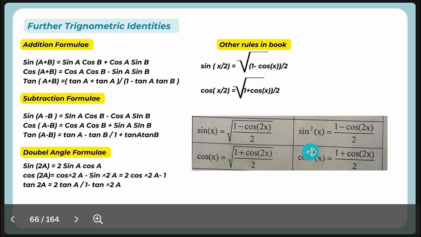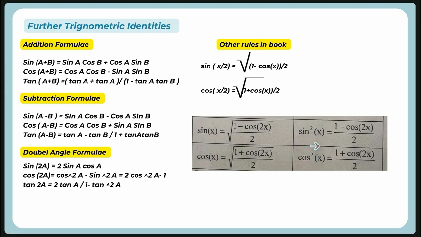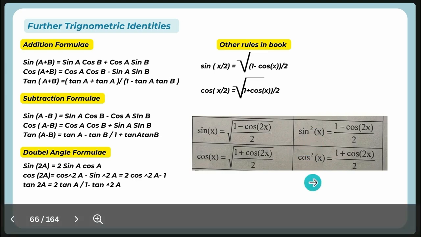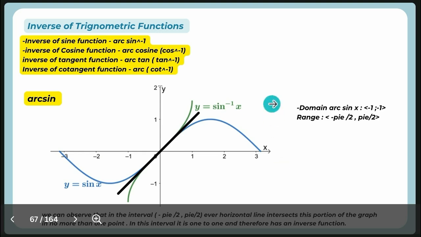Then you have the power reduction formula, which is sine squared of x equals (1 minus cosine 2x) over 2, and your cosine formula, which would be cosine squared of x equals (1 plus cosine 2x) over 2. Now we're going to be doing the inverse of the trigonometric functions.